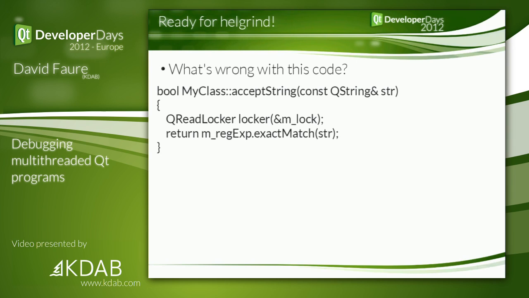So we have a class. In that class, we have two members, a mutex and a regexp, and we use a read locker on the mutex to obviously protect what we're doing here, and then we call exactMatch on the regexp. We have a lock, right? Everything should be fine.